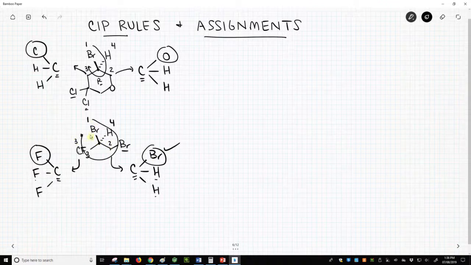We go through our rotation. This is again clockwise, and that's our configuration. So don't overcomplicate this. Just lay out your atoms, find the difference. As soon as you find a difference, the discussion's done, and then you can assign your priorities and assign your R and S.